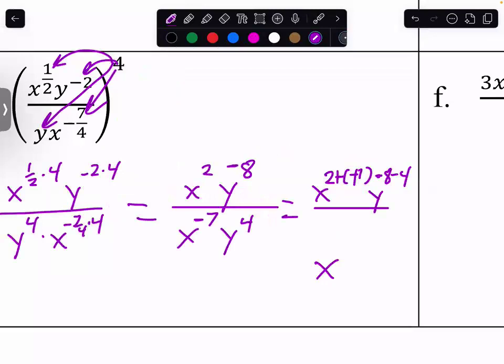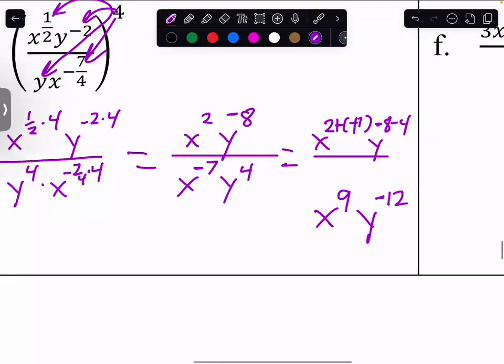1 second, I'm almost done with this problem. Okay, and then we just move the y down to the denominator.